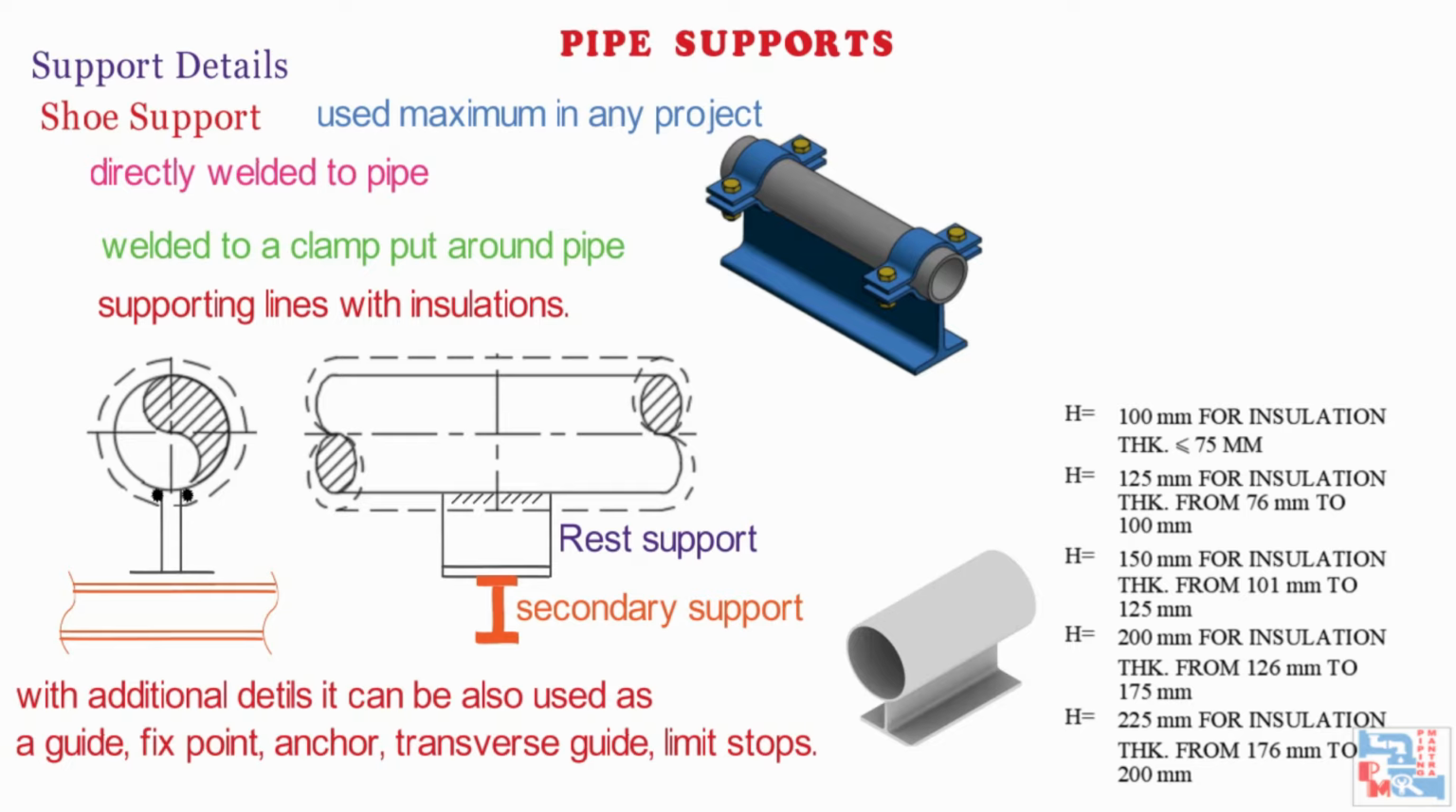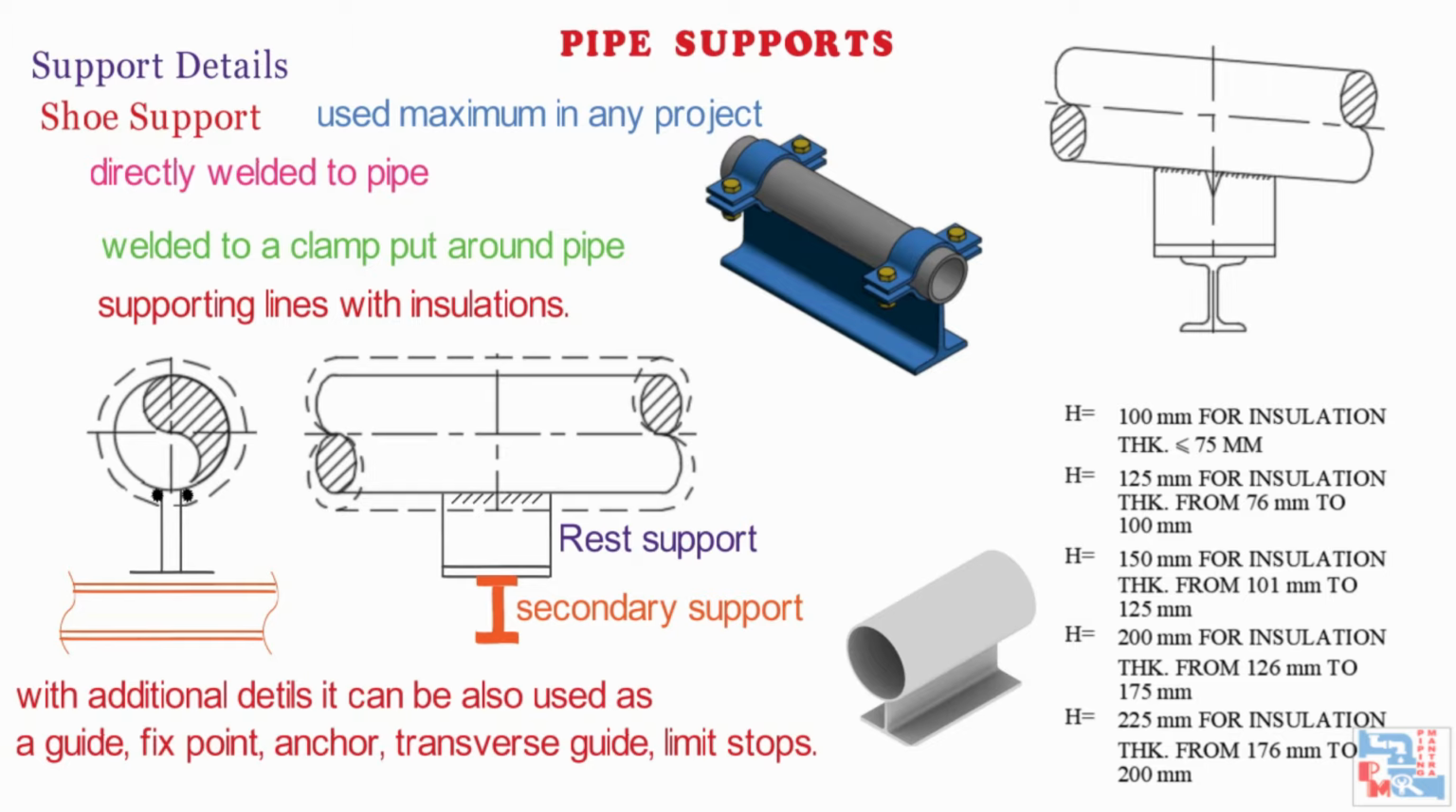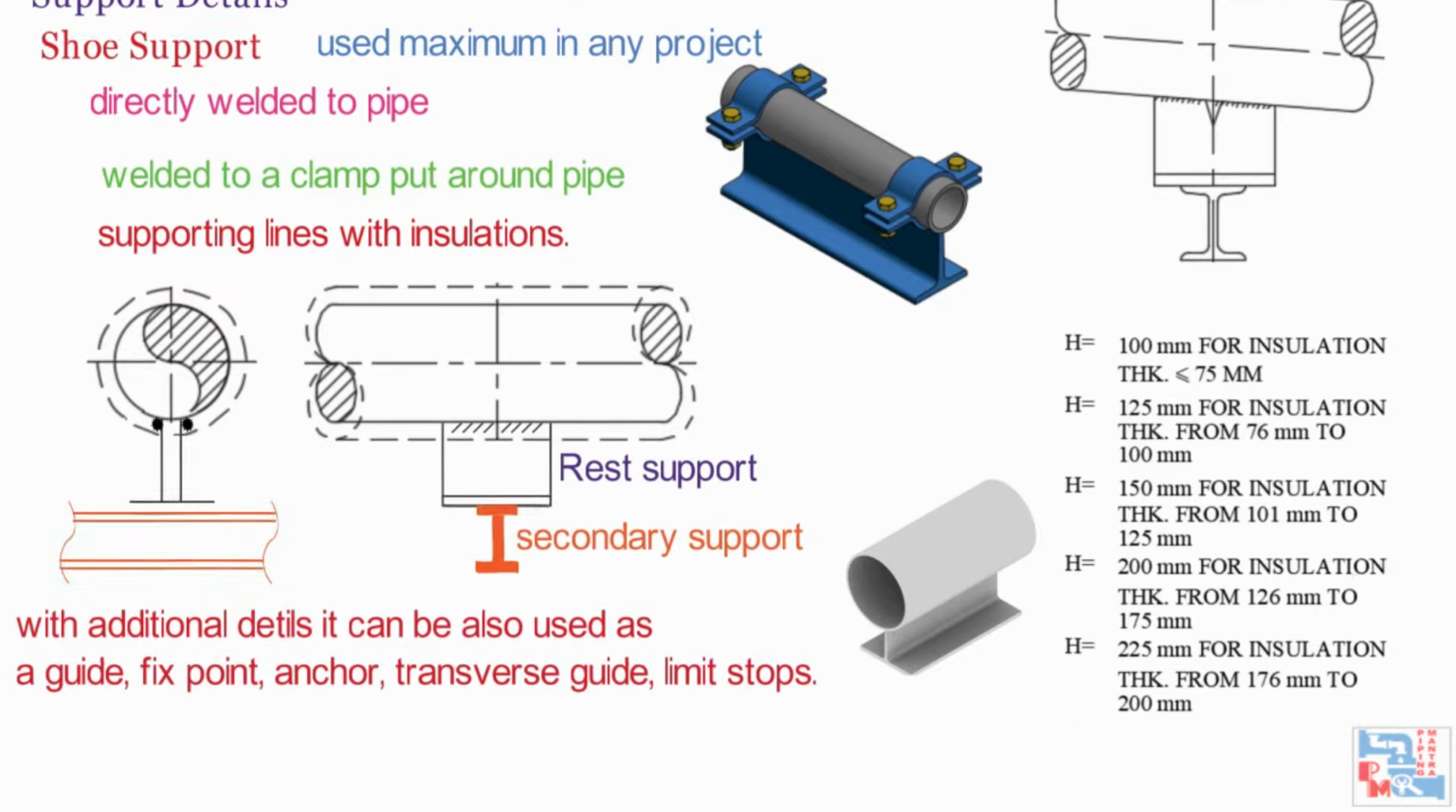Shoe height will be 125 mm for insulation thickness from 76 mm to 100 mm. For a slope line, the shoe can be tapered as per the desired height to match the elevation of the pipe.